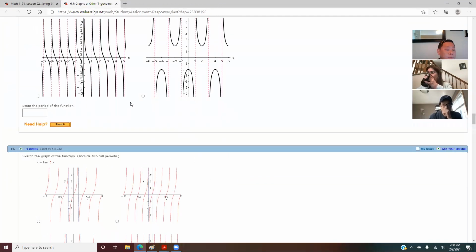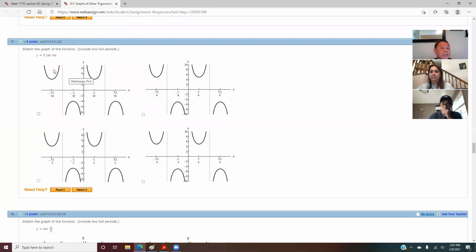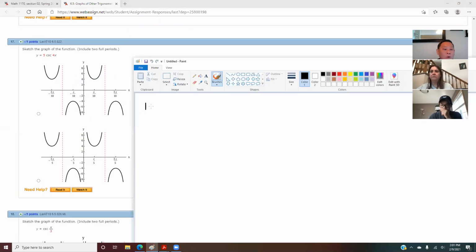So 17. This is how we do question number 17: you have to graph 5 cosecant 4x. In order for you to graph the cosecant, you need to graph the reciprocal first. So does anyone know what is the reciprocal of cosecant? Sine. Yep. So you have to graph 5 sine 4x.